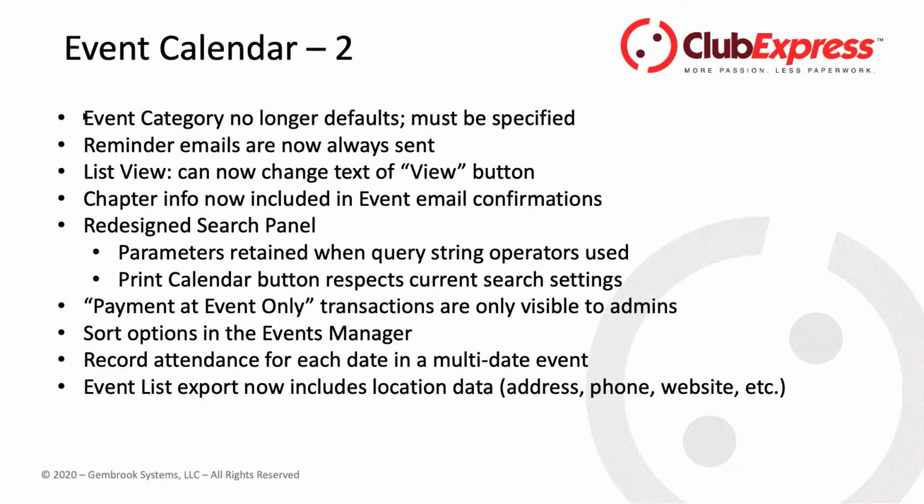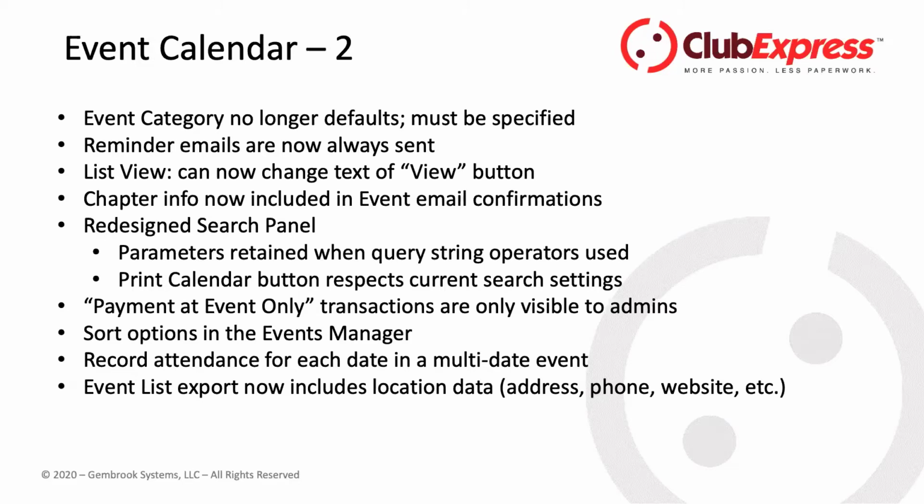So when you're creating a new event, the event category no longer defaults to the first item on the list. It must be specified. We had clubs that were telling us that their events were being assigned to the wrong category. And of course, categories are color-coded in the grid, so they wanted to make it easier for people to assign the correct category.